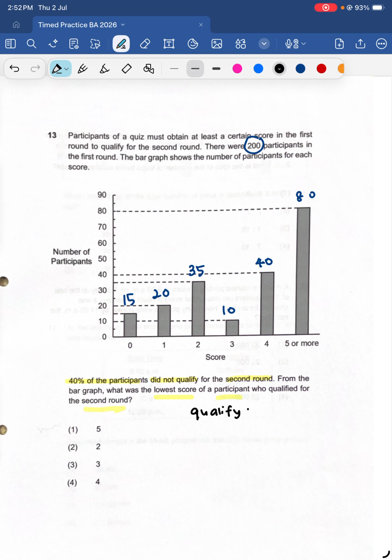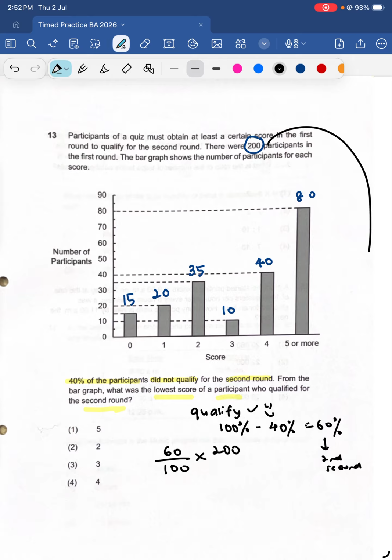You're quite happy they qualify. So I take 100% minus 40% to get 60%, meaning 60% of the participants qualify for the second round. So I'm going to find out how many qualify for the second round. I take 60% of the 200 participants and I will get 120 participants who are quite happy because they qualify for the second round.